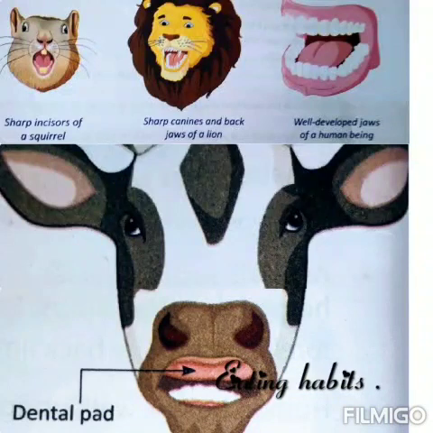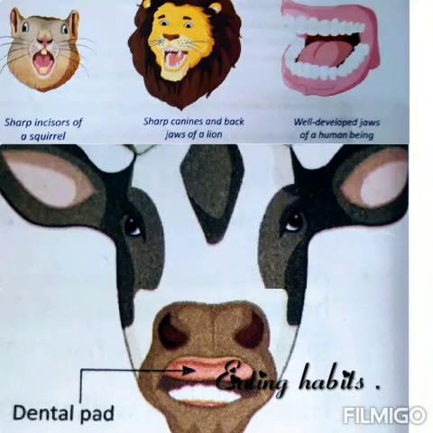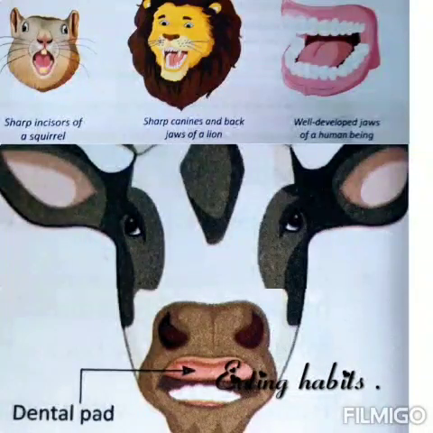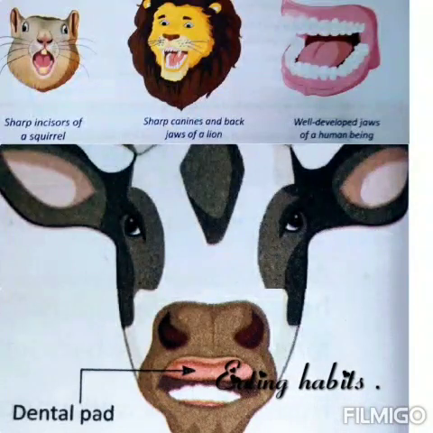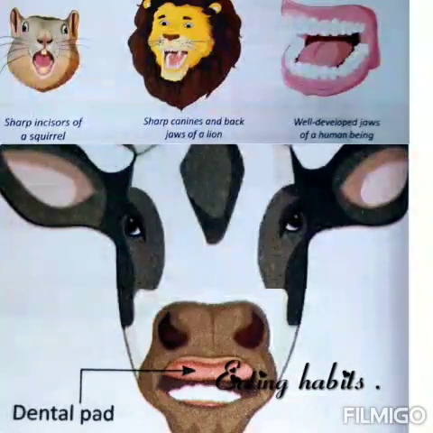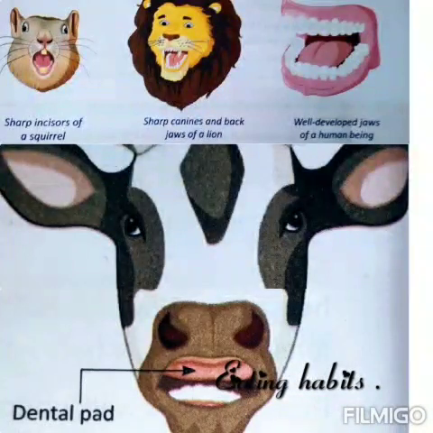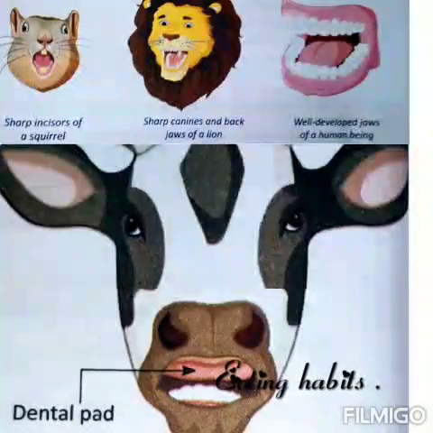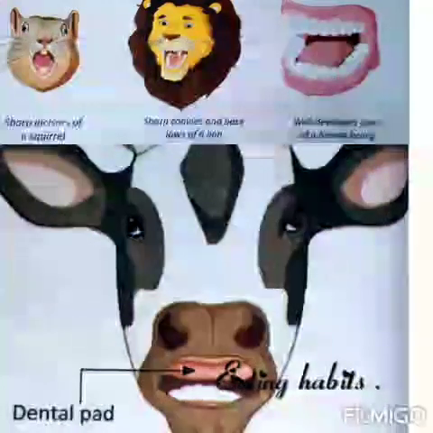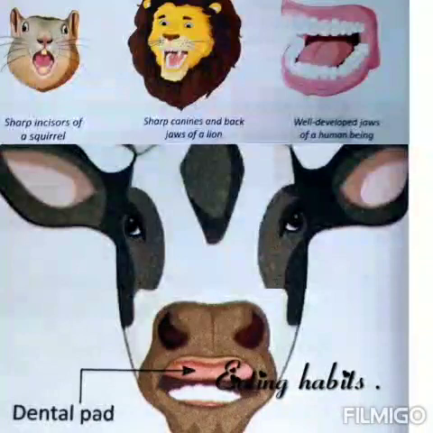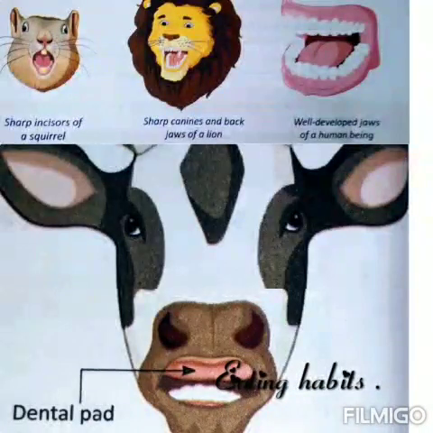Next, eating habits. Different animals have different food habits. Their teeth are modified to suit the food they eat. Based on the type of food they eat, animals can be grouped as herbivores, carnivores, and omnivores.